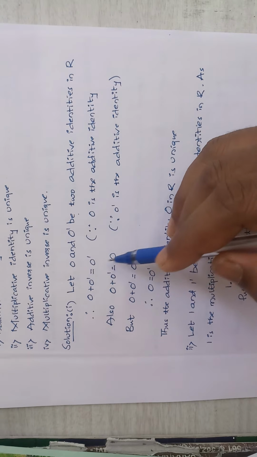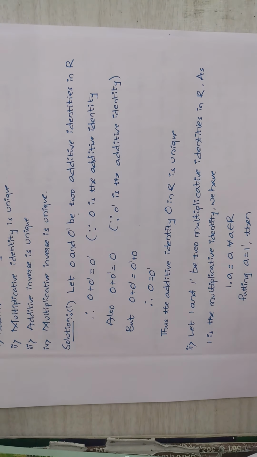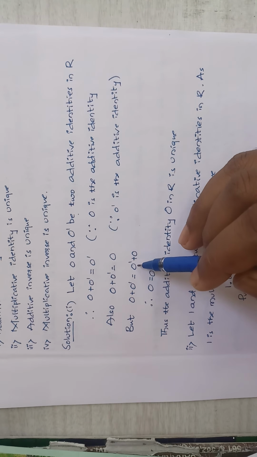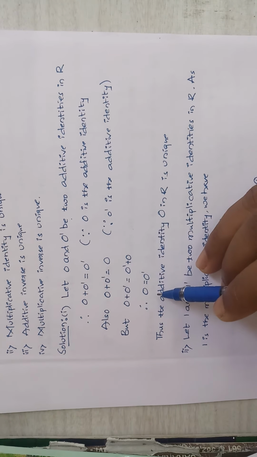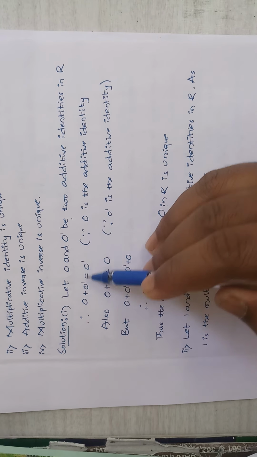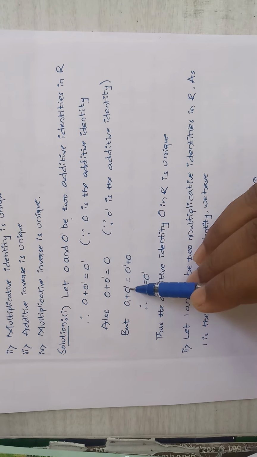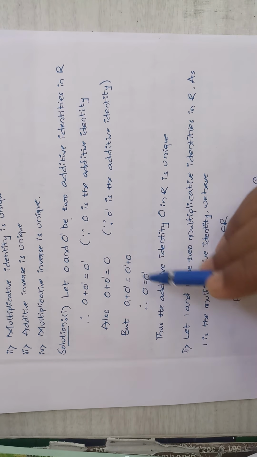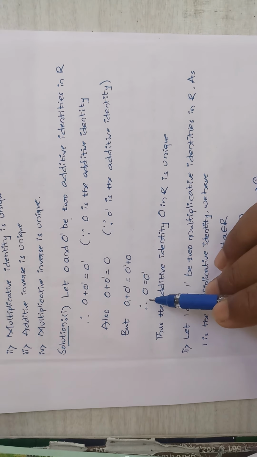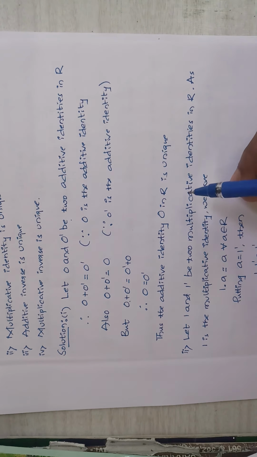But these two are equal to each other, because 0 plus 0 dash is equal to 0 dash plus 0. Therefore 0 plus 0 dash is 0 dash, and 0 dash plus 0 is 0. Therefore the additive identity 0 is unique in R.